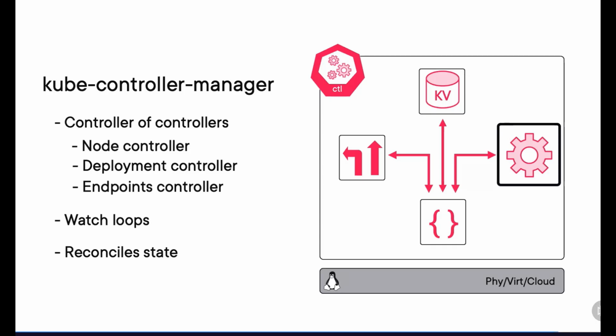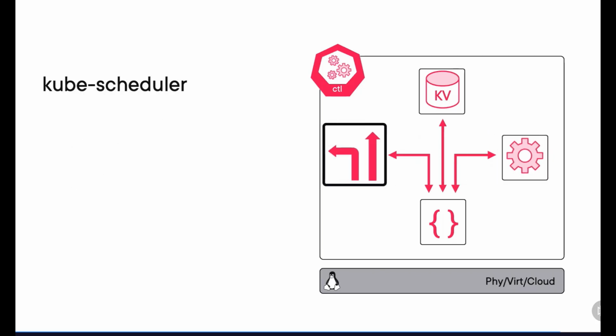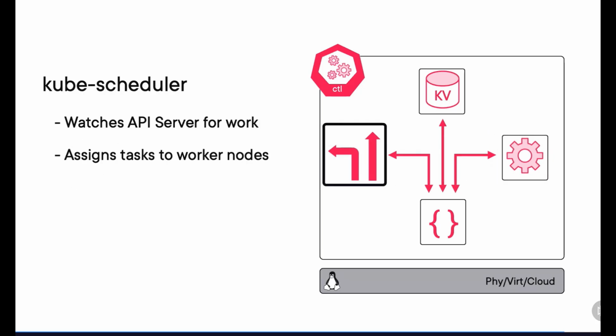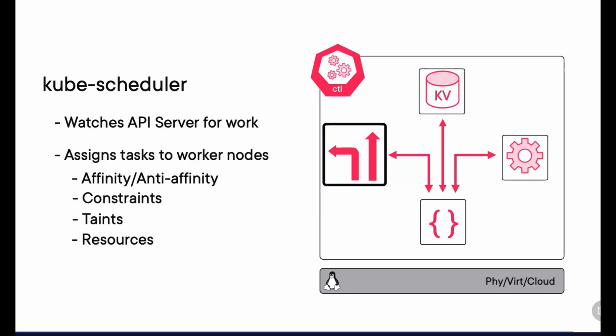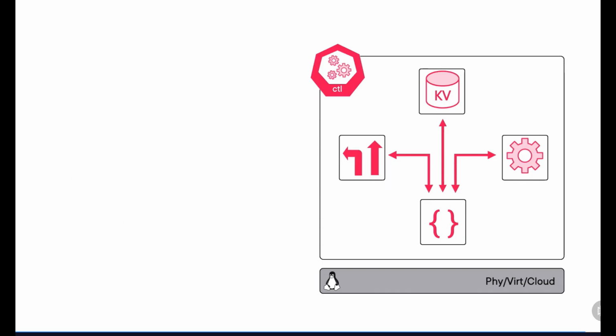Okay, last but not least, we have got the scheduler. This watches the API server for new tasks, and it assigns them to nodes, though that is doing it a huge injustice because actually it's pretty complex and has to chew on a ton of things like affinity and anti-affinity, constraints, taints, resource management. There's quite a lot going on. But look, you know what? That's enough for now.